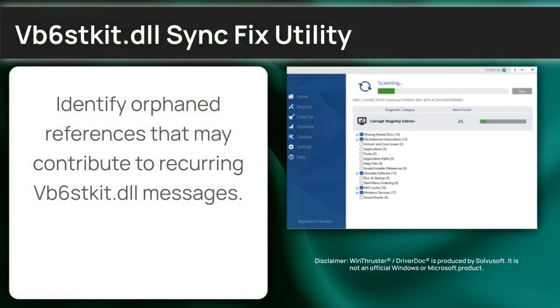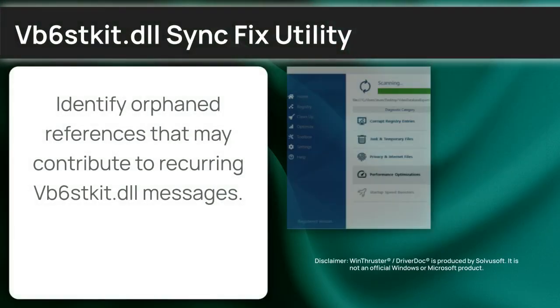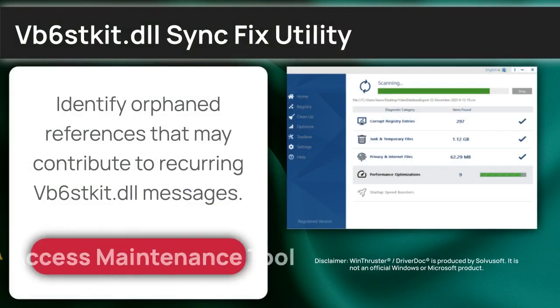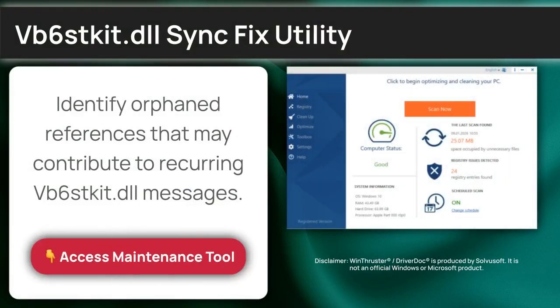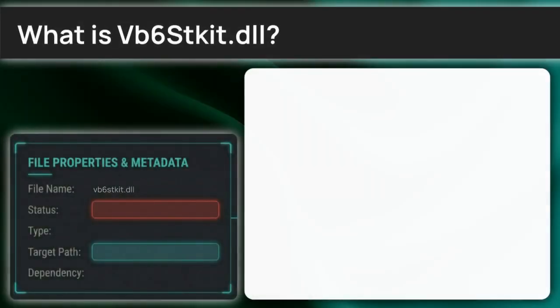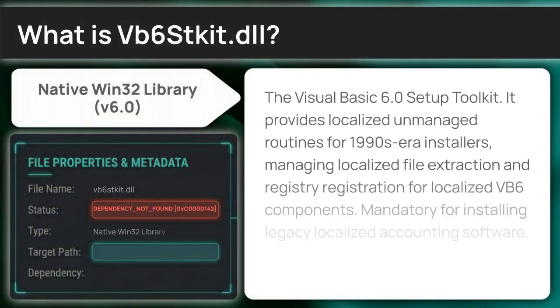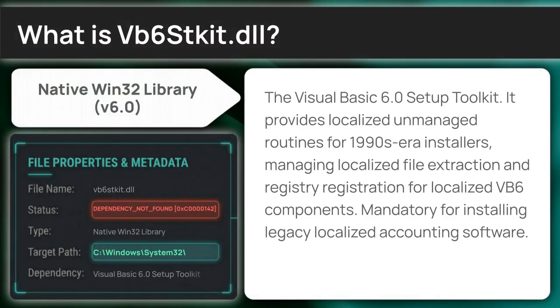Before we begin the manual steps for vb6 Setup Kit Library, you can access a utility designed to help provide a clean system environment. This is the vb6 Setup Kit Library, the Visual Basic 6.0 Setup Toolkit. It provides localized unmanaged routines for 1990s era installers, managing localized file extraction and registry registration for localized vb6 components, mandatory for installing legacy localized accounting software.